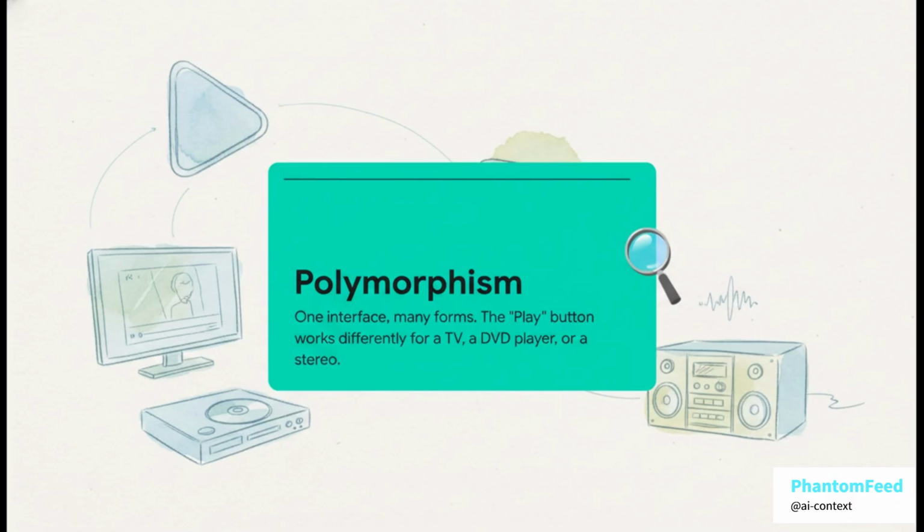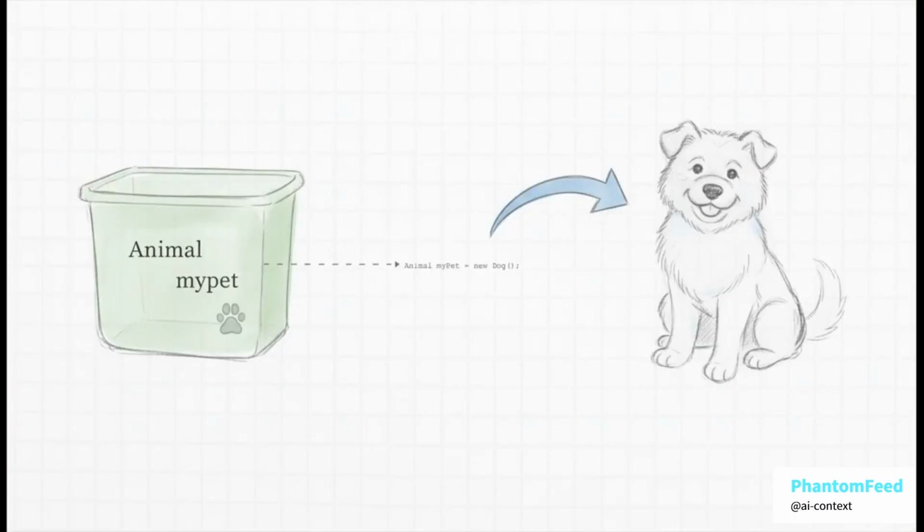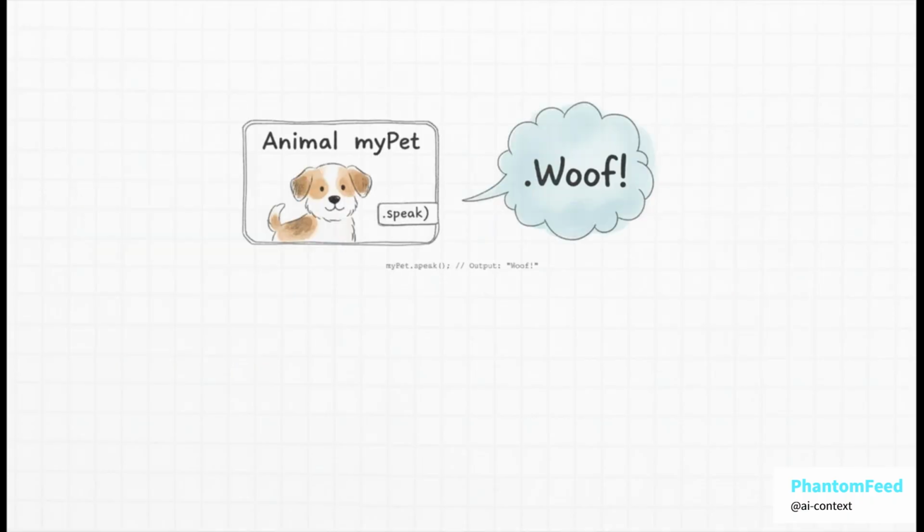That's polymorphism. So let's see how this works in code, because this is where it really clicks. Check this out. We create a brand new dog object, but we store it in a variable that's just a plain old animal. We're treating a very specific thing in a more general way. This is the setup, the first part of the magic trick. And now for the payoff. We call the speak method on our myPet variable. So what happens?